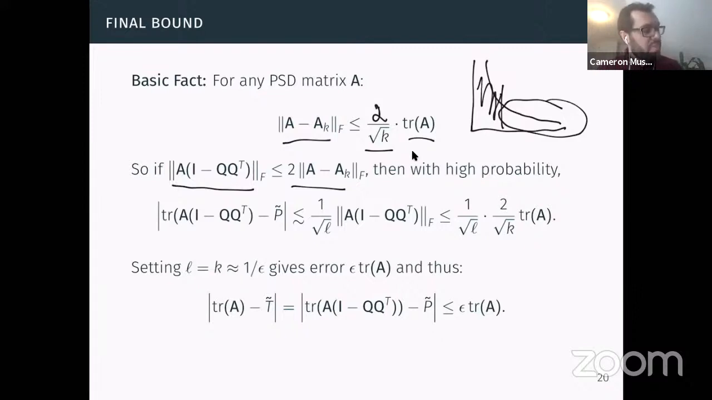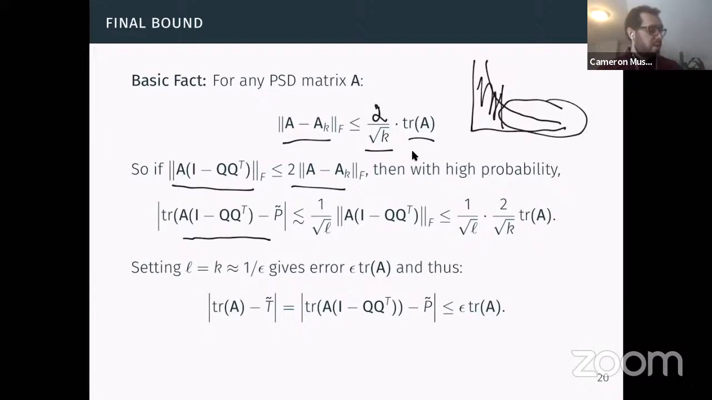So with high probability, the stochastic trace estimator for that tail, P tilde, minus the true trace of A minus A Q Q transpose, just by the standard Hutchinson's bound, is bounded by 1 over square root of L times the Frobenius norm of A minus A Q Q transpose, where L is the number of queries I actually use for that stochastic trace estimator. So combining these two bounds, the error in estimating the trace of the tail, which is all the error I get, is 1 over square root of L times 2 over square root of K times the trace. And if I set L and K both to roughly 1 over epsilon, then this gives me error equal to epsilon times the trace.